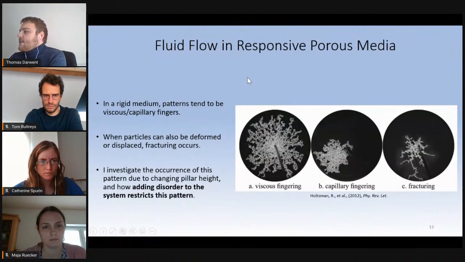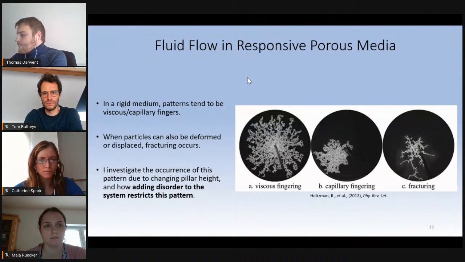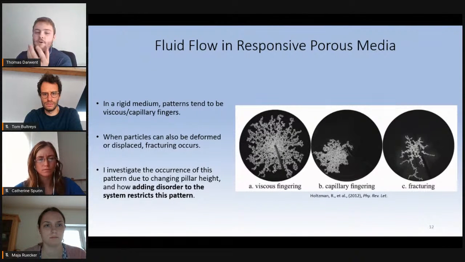Finally, the last project that I'm currently working on, again, we are finalizing results for this, was looking at fluid flow in a responsive porous media. So what normally happens in a rigid medium is you might get some kind of invasion pattern looking like viscous fingering or capillary fingering. But what can happen is when you allow your particles or pillars, in my case, to either deform or be displaced, you get a new pattern emerge called fracturing, which can be characterized by these thin, long fingers that propagate outwards quite quickly.